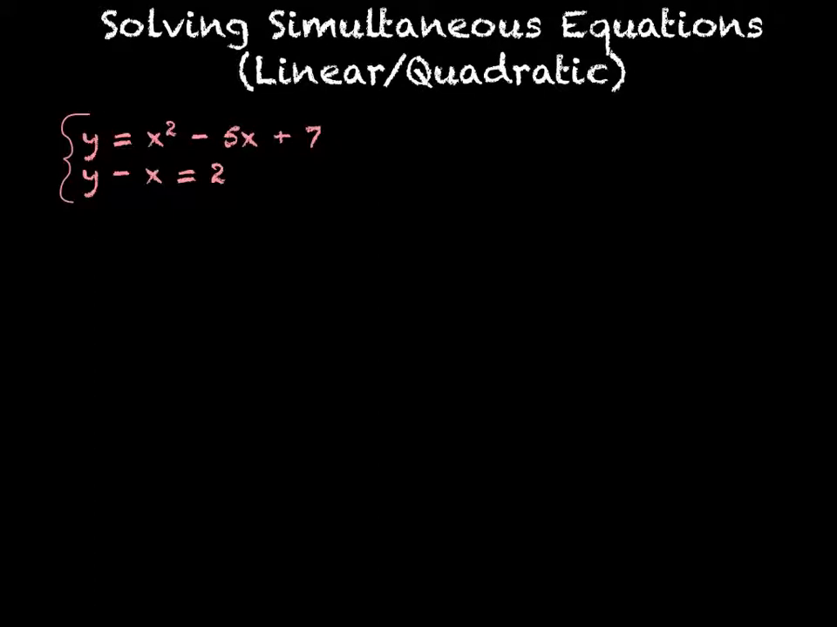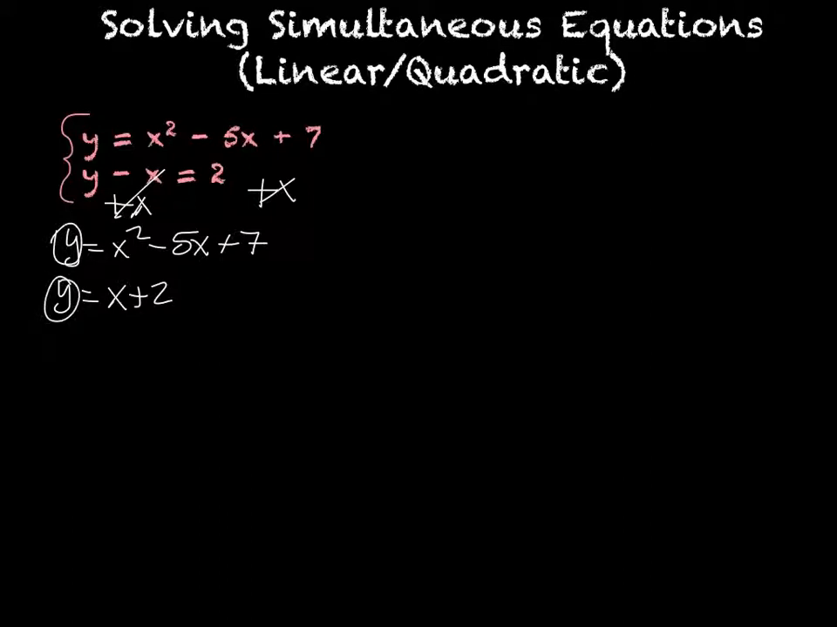So I'm going to get the second equation equal to y by adding x to both sides. So then I have y equals x squared minus 5x plus 7, and y equals x plus 2. So now they're both set equal to y, so I can set them equal to each other. So when I set them equal to each other, I just have x squared minus 5x plus 7 equals x plus 2. Now I just need to solve this quadratic equation.